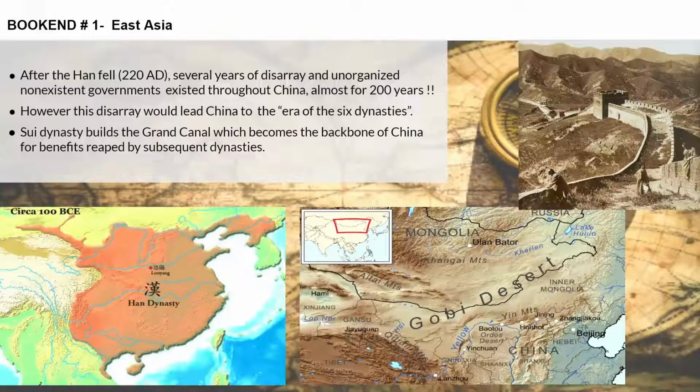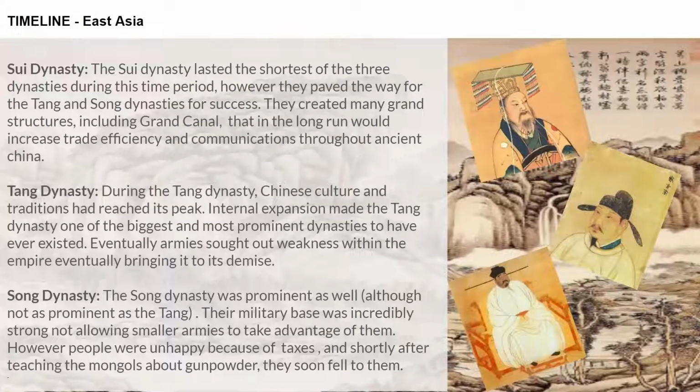The Sui dynasty built the Grand Canal, which became the backbone of China, which increased the trade and economy for really just the next dynasties that were to rule there. In our timeline, the Sui dynasty lasted the shortest of the 3 dynasties during this time period. However, they paved the way for the Tang and Sung dynasties' success.